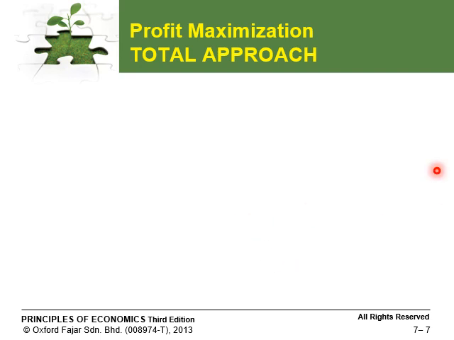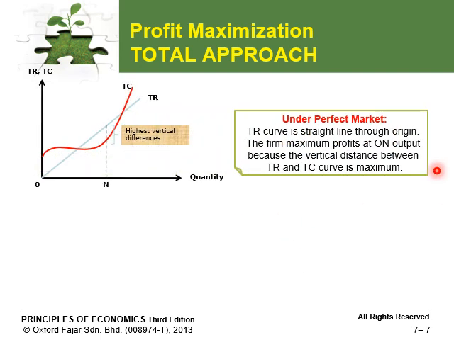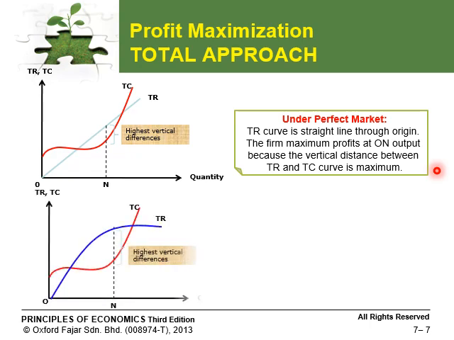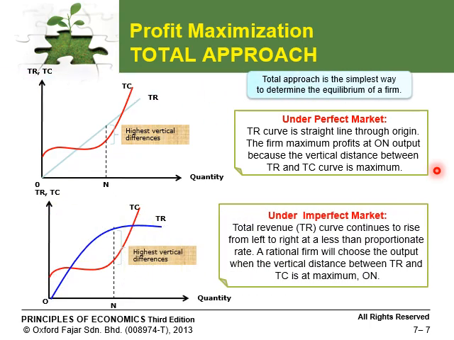So this is an approach being used to measure profit maximization inside the market by the firm, right? There are two types of approaches: the total approach and the marginal approach. The one you're going to see right now is the total approach. Why do they call it a total approach? Because the only two things involved in here are total cost and total revenue.